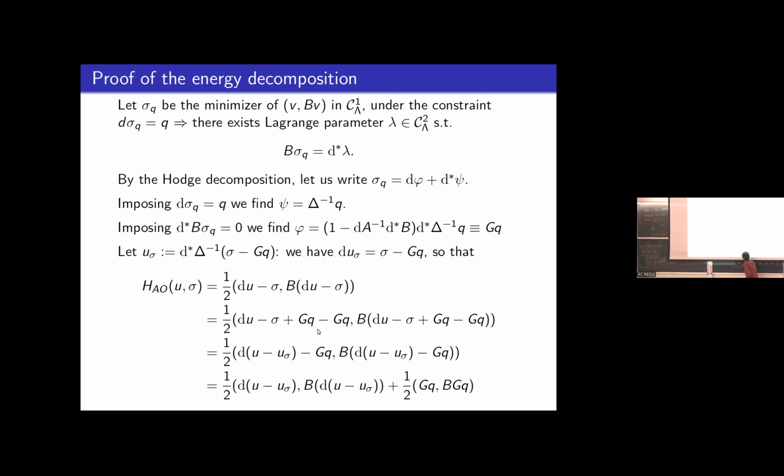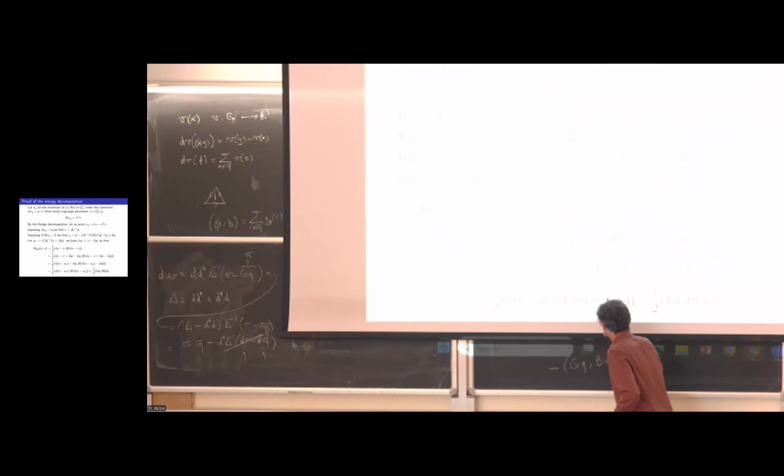B d of u minus u sigma. Okay, I move the B this way, so I get the minus B star GQ d of u minus u sigma, but this is 0 by the property. Oops, no, it was here.